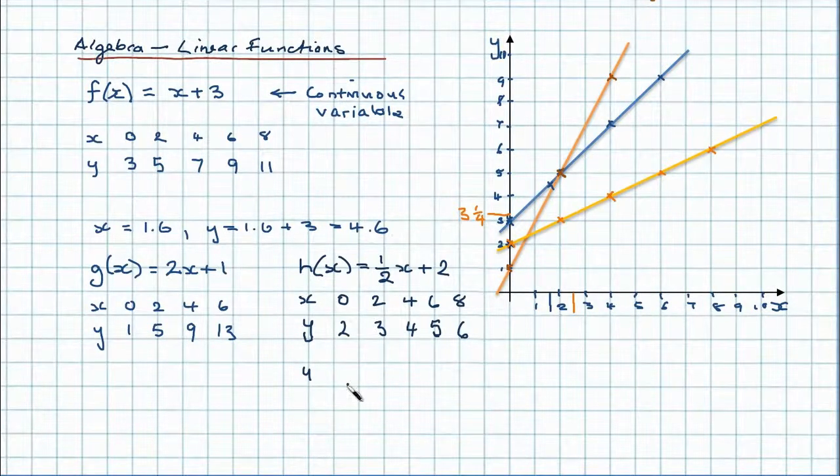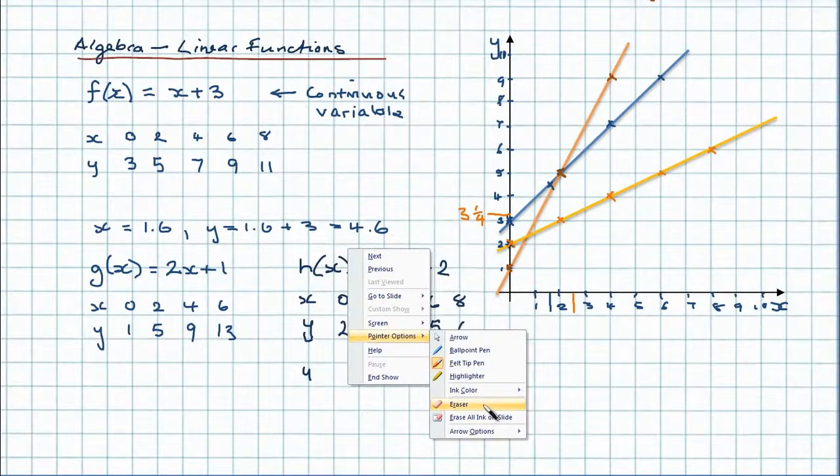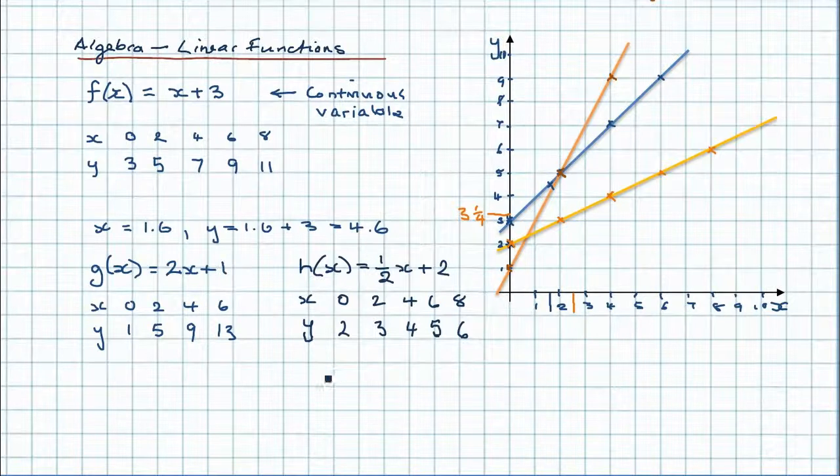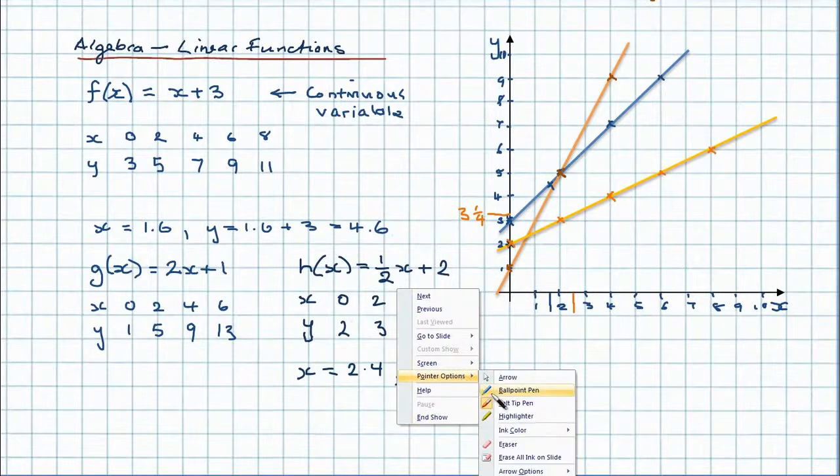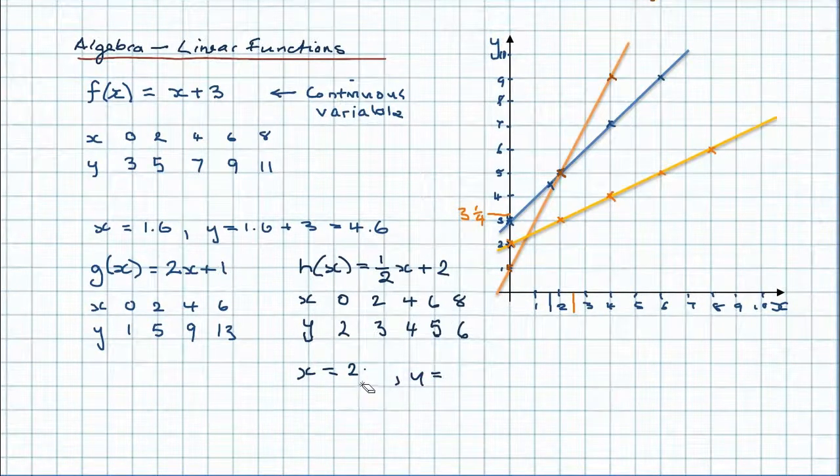So y, sorry, making a few mistakes today, but never mind. Okay. So x equals 2.5 gives us y equals, well, okay, let's erase that. There we go. 2.5. Y equals, well, half of 2.5 will be 1.25 plus 2 will give us 3.25. So 3.25, which is exactly what we thought we would get.